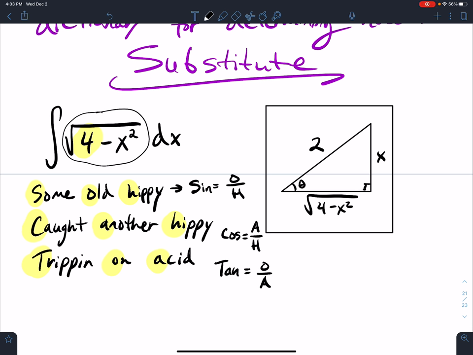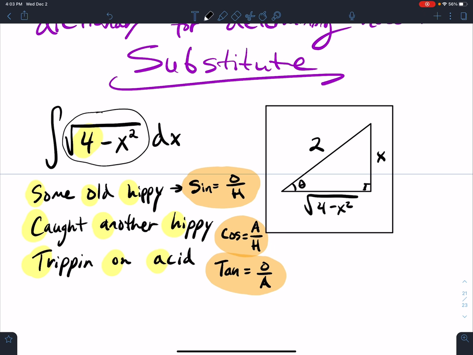So this is how I always remember: some old hippie caught another hippie tripping on acid. That's how I remember what's what for my right triangle trigonometry. I know it's goofy, but I'm telling you, sometimes goofy is the best way to remember things, okay? So we've got those three things.